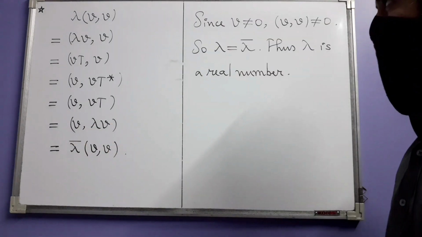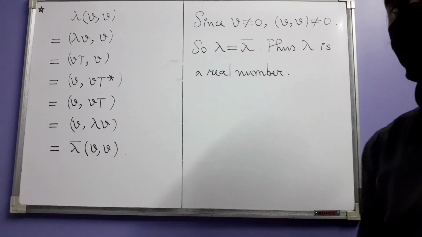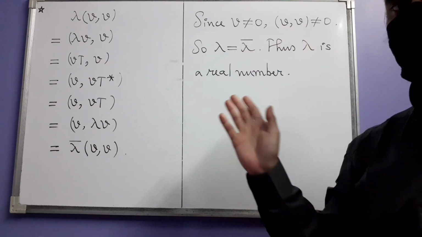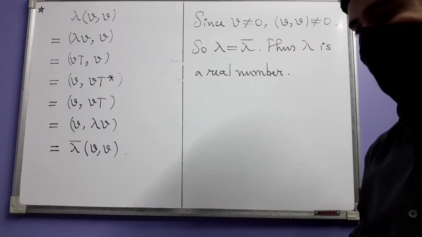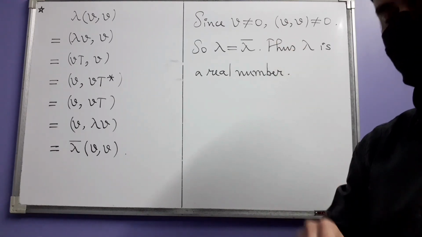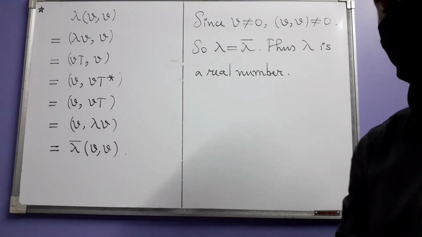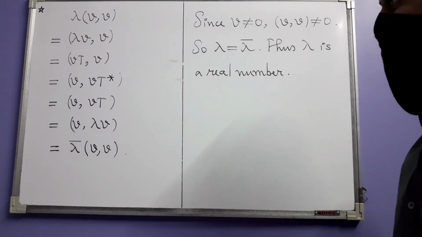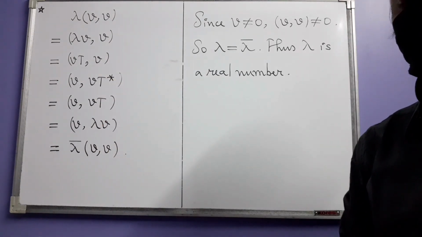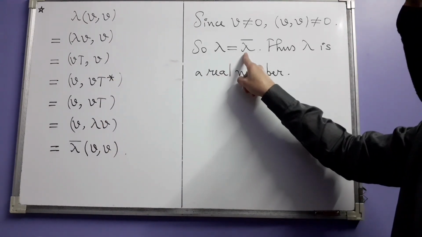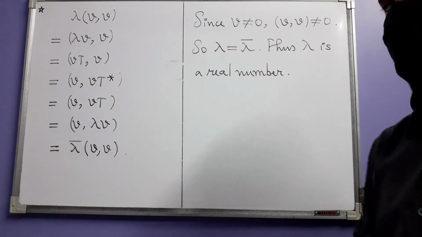And next we note this: since our vector v is non-zero, the inner product of v with itself is non-zero. You go back and see the definition of inner product. It becomes zero only when the vector is zero. That is precisely the case when the inner product of a vector with itself is zero. And that is why we can cancel this inner product from both sides of this equation, obtaining this fact that lambda equals its complex conjugate.